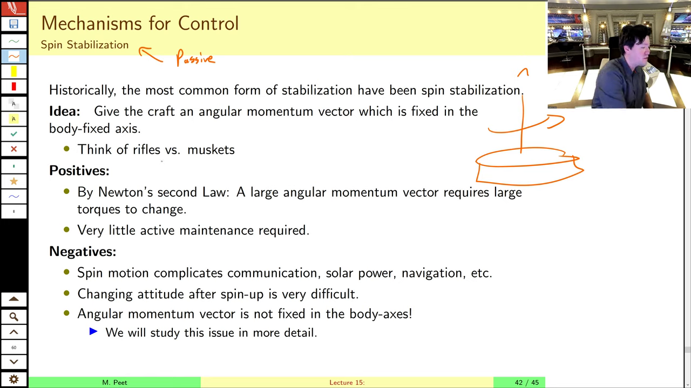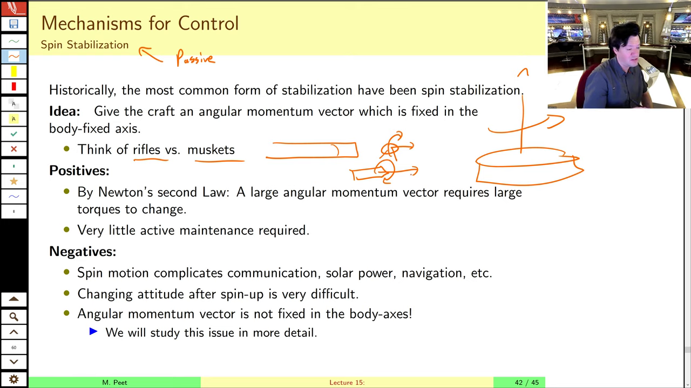So if you think of bullets, right? Why are rifles more accurate than muskets? Well, because in a musket, you're shooting a ball, right? In rifles, by the way, they spun the bullet. But this ball, it's spinning about an axis, but it's spherical, and so it doesn't matter if it's spinning or not, because it can rotate around. Whereas if you have a rifle bullet, spinning around its major axis, then it will continue to point in the direction that it was originally fired until it hits something.